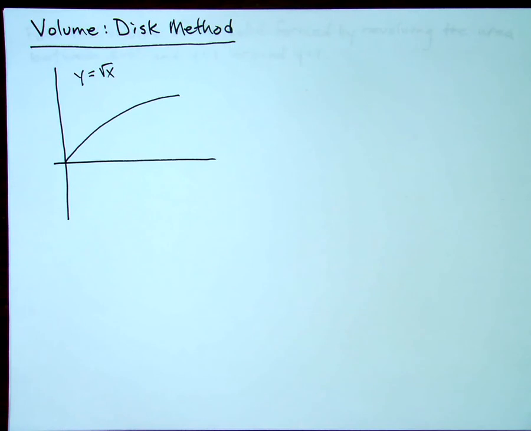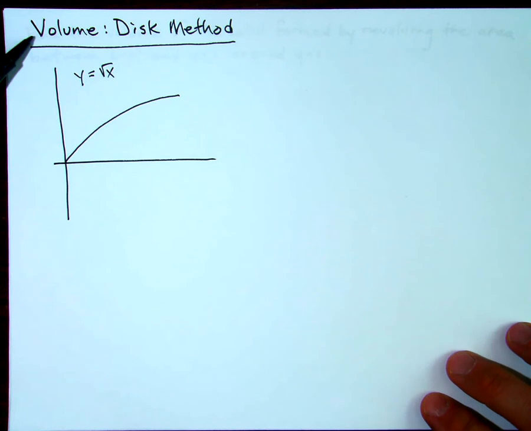In this lecture, I want to talk about how to find volume using a technique called the disk method, and that's going to involve integration. So first, let's talk about what we mean by volume, because ultimately, this is volume of a solid of revolution.